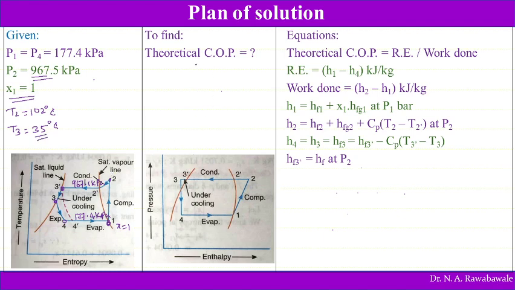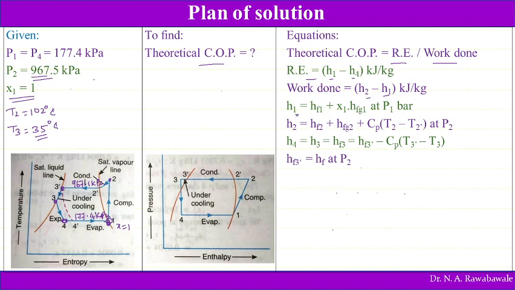Then he is asking us to find the coefficient of performance. So, as usual, COP is defined as refrigerating effect divided by work done. The refrigerating effect is given by H1 minus H4, the enthalpy at point 1 minus the enthalpy at 4. So the refrigerating effect starts at point 4 and continues up to point 1. Then the work done starts at point 1 and ends at point 2. Work done is H2 minus H1. So what we have to find out is H1, the enthalpy at point 1.